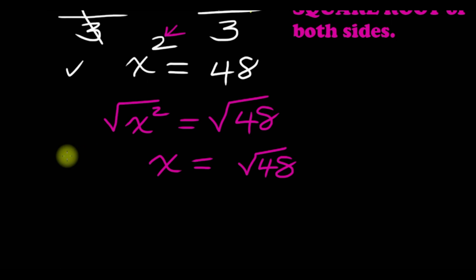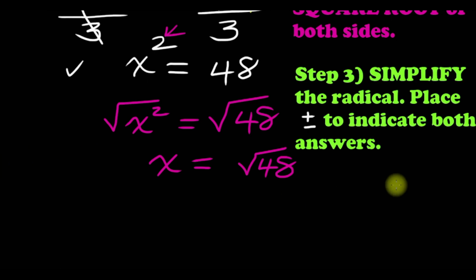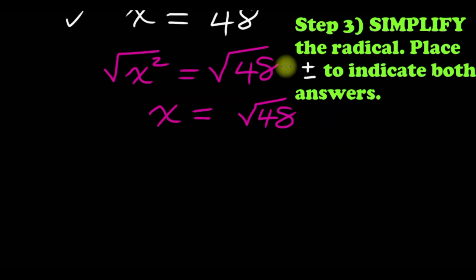Okay, let's see what step 3 is. Step 3 is to simplify the radical. So simplify the square root, and then place the plus or minus to indicate that you have two numbers. Alright, so we're going to simplify the square root of 48.